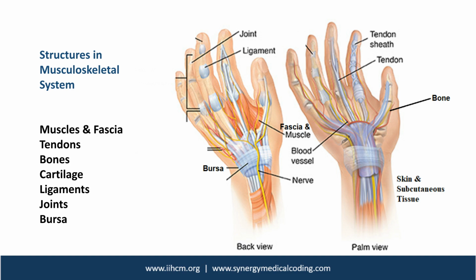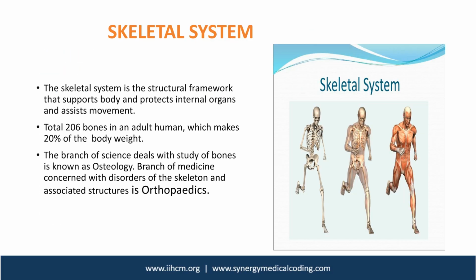Key structures of the musculoskeletal system include muscles and fascia, tendons, bones, cartilage, ligaments, joints, and bursa. These components work together for support and movement. The skeletal system provides the body's structural framework, protection for internal organs, and assists movement. It consists of 206 bones, making up about 20% of adult body weight. The study of bones is osteology, and the treatment of skeletal disorders is orthopedics.